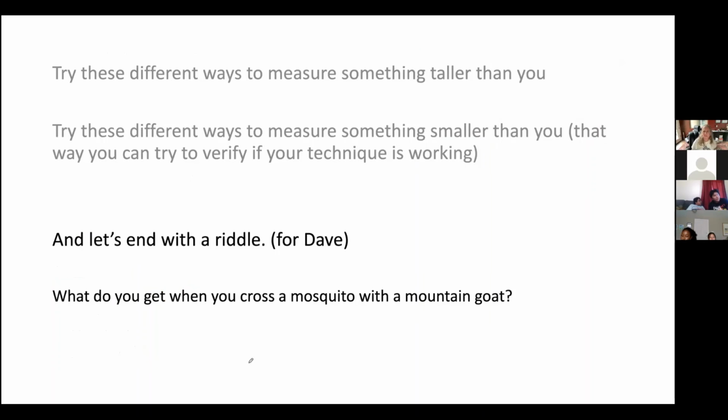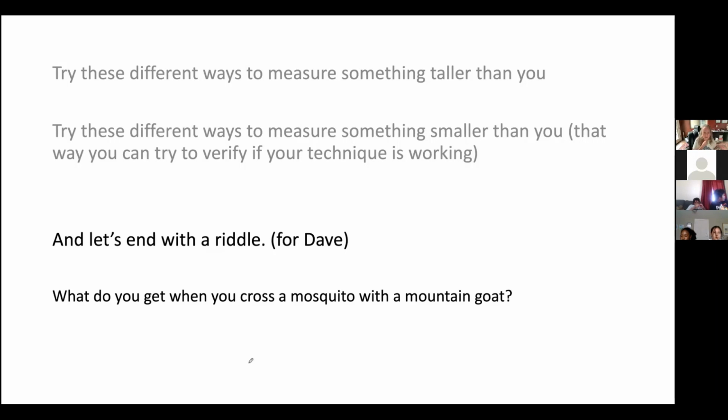Okay, so I hope you had fun with this. Try different ways of measuring things, some that are smaller than you, some that are taller than you. Try using these formulas, see what works, what doesn't work. The smaller you can verify if it's working. The taller, you kind of have to guesstimate if it's working. So I hope you had fun.